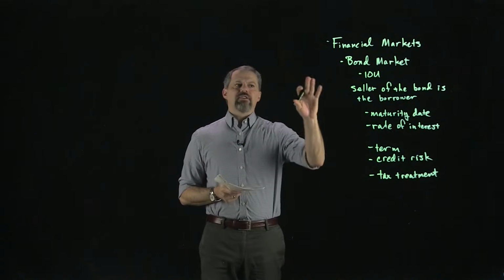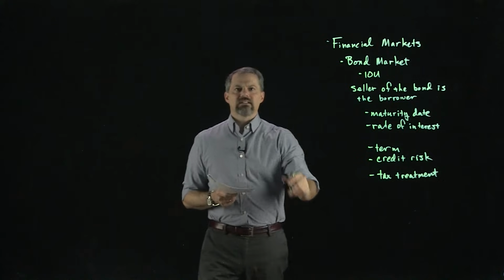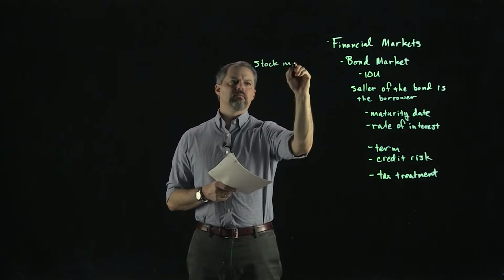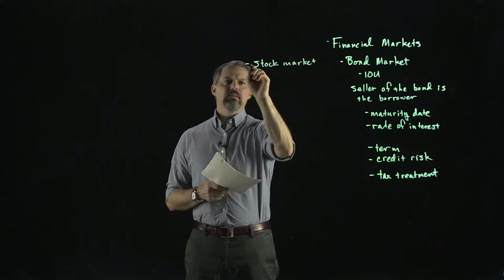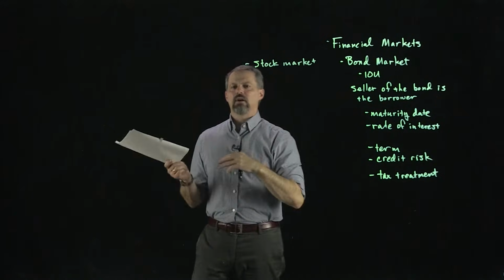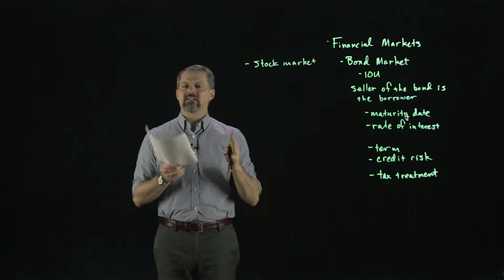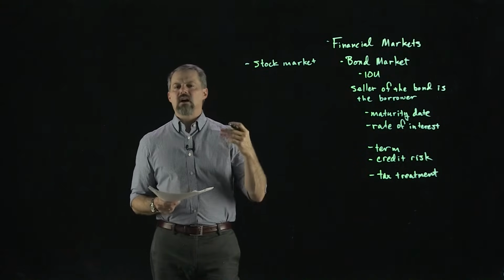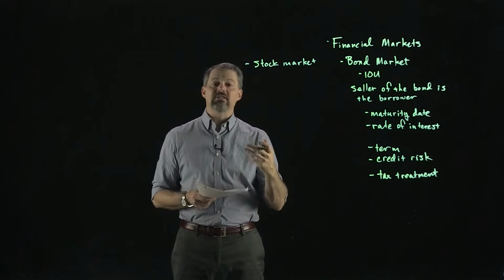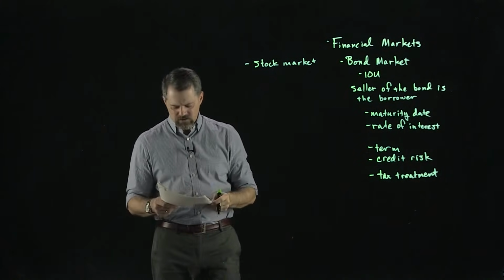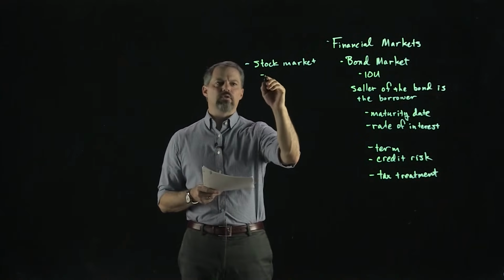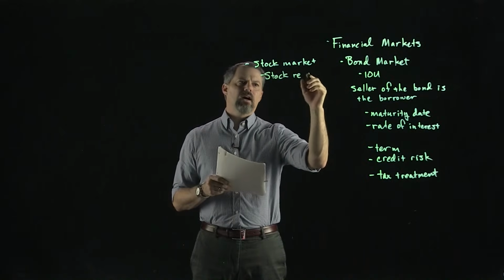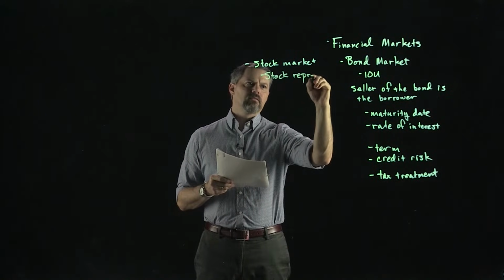So that's going to be the first type of financial market. Let's think about now, instead of the bond market, the stock market. And keep in mind that with a financial market, the borrower and the saver are going to be interacting directly with each other. So the stock market is going to be another way for an institution to raise funds. And a stock represents ownership. So a share of stock represents ownership in the corporation.